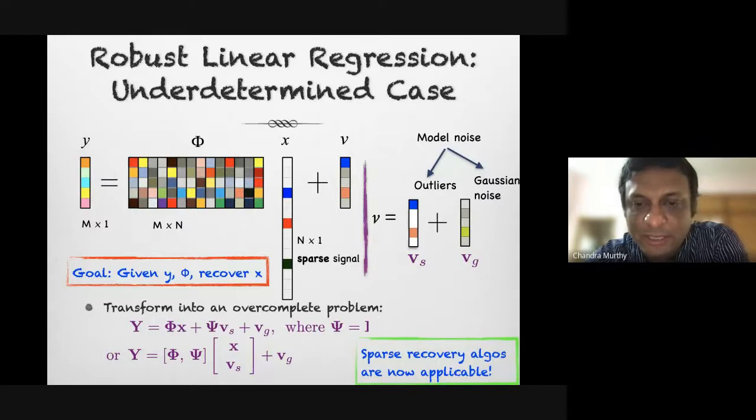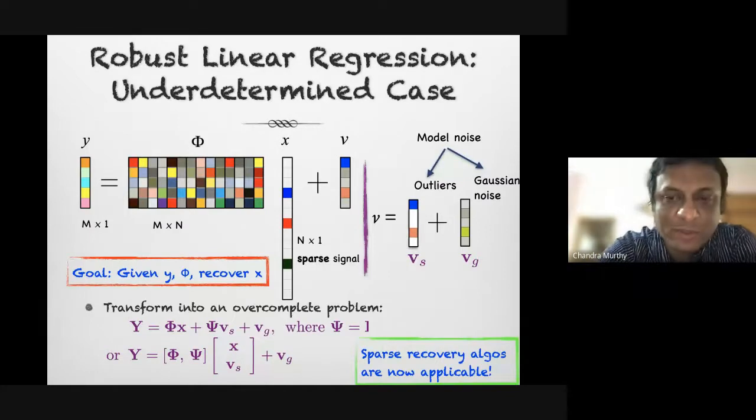So what is shown here is that v can be written as the sum of vs and vg, and vs has some outliers. It has a few large components, but most of the other components are zero, whereas it has another component vg, which is Gaussian noise, and those components are all similar in magnitude to each other. In this case, it is known that any typical linear regression algorithm can be thrown off very easily by introducing a small number of outliers.